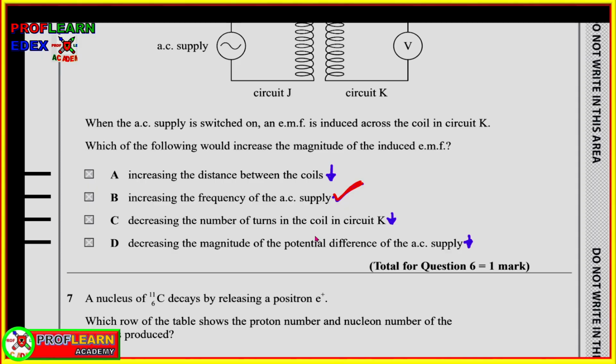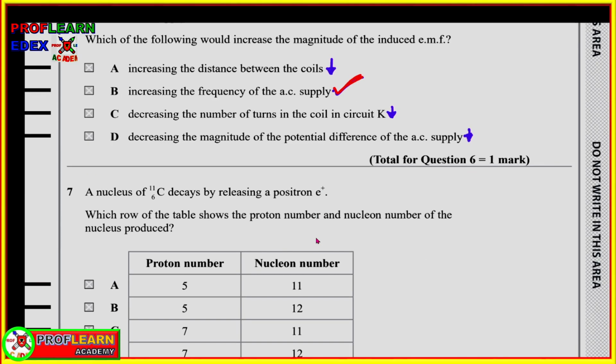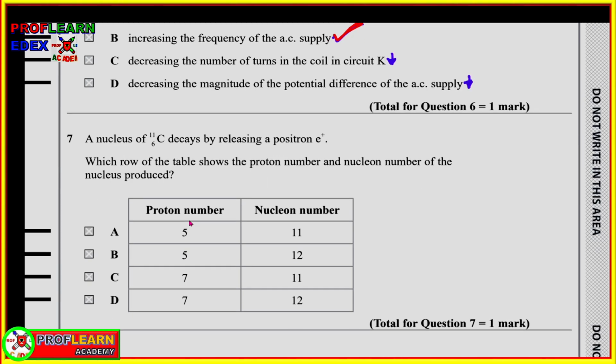We need to look at question number 7, and question 7 says that a nucleus of carbon decays by releasing a positron. Which of the rows shows the proton number and nucleon number of the nucleus produced? Nucleus produced.